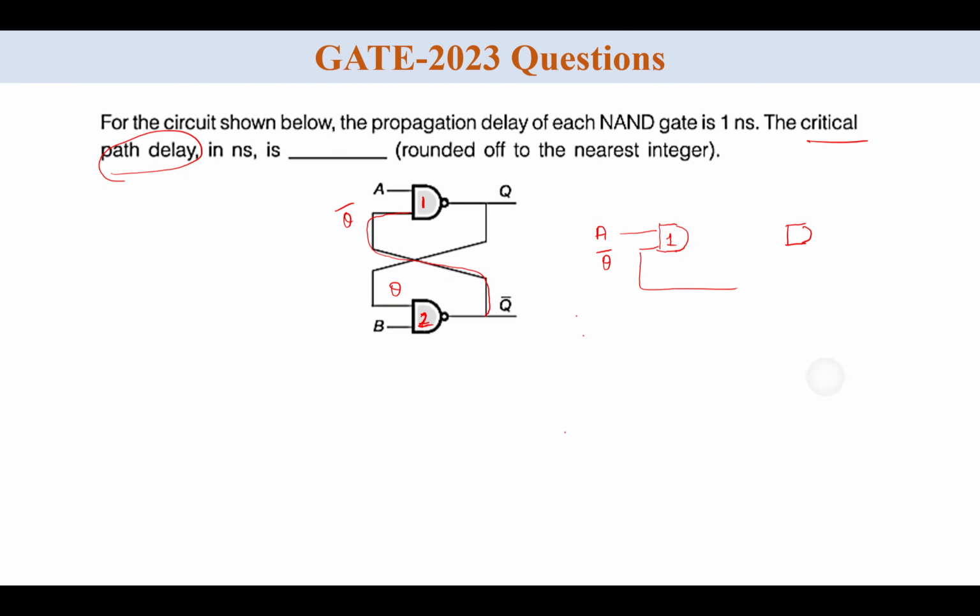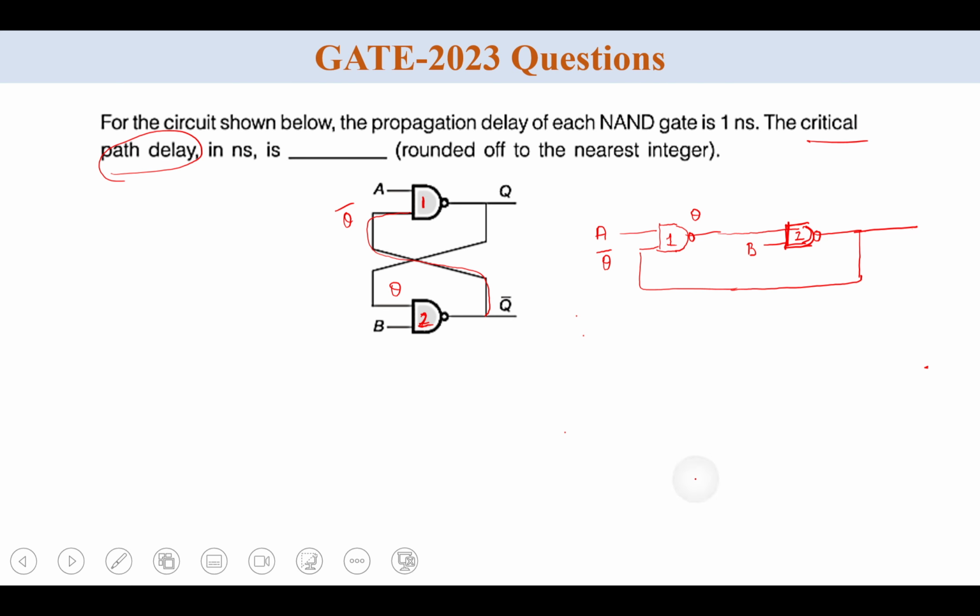Q output is generated by the first NAND gate, so we have to connect it here. Now what is the other input? B. The other input is B. And the Q bar output is generated by the second NAND gate, so this Q bar is connected here. Okay, fine. This is the complete circuit.